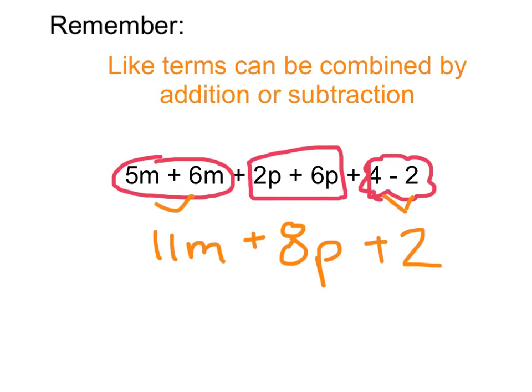So remember that I can add or subtract my like terms, and I need to make sure that my like terms have the same variables. So here I have 2 m's, here I have 2 p's, and these two are constants, which also makes them like terms.